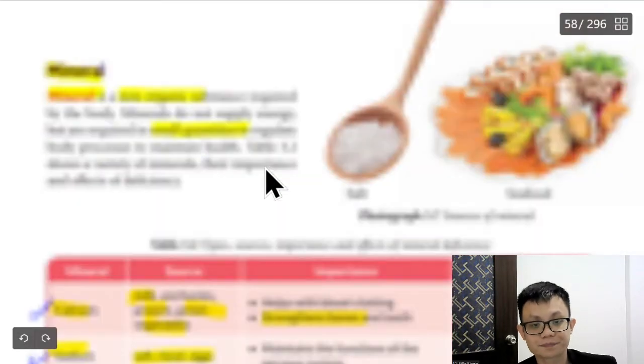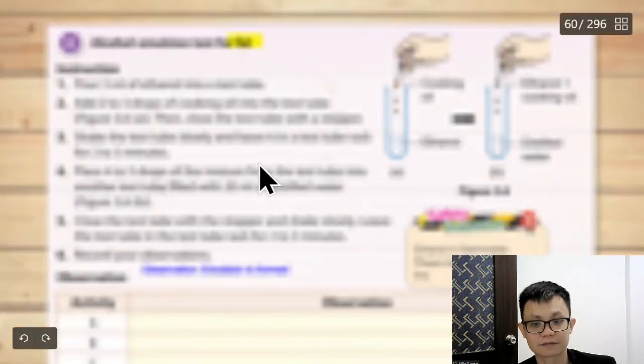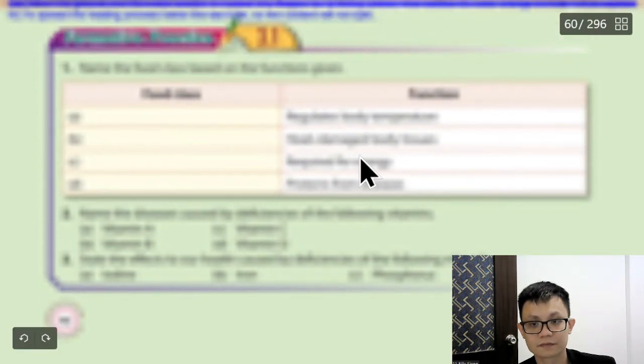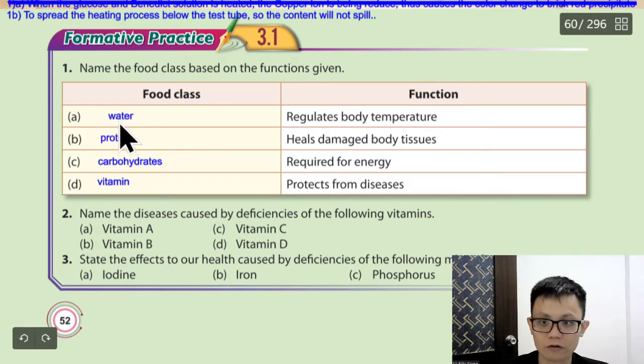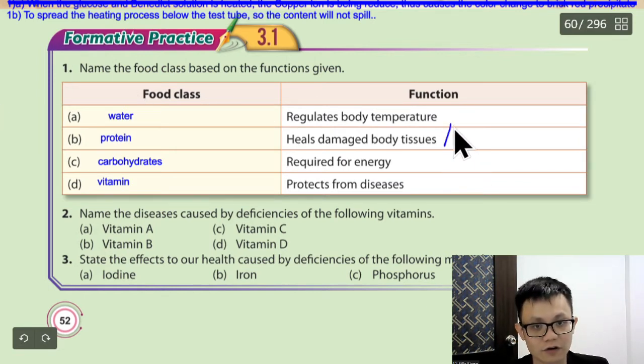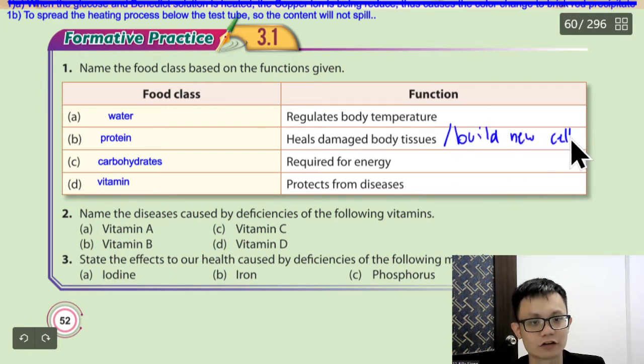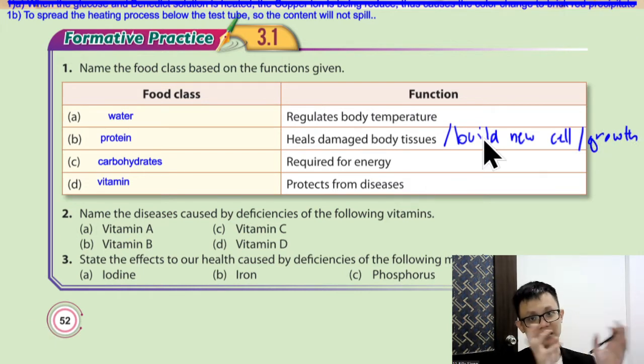Okay, let's look at this question. Regulate body temperature. So what is the food class? This one you need to know. Water is to regulate body temperature. Protein actually has two functions. Heal damaged body, or the other one is to build new cells. For growth you build new cells, and to heal is replacing damaged body. So you need protein.